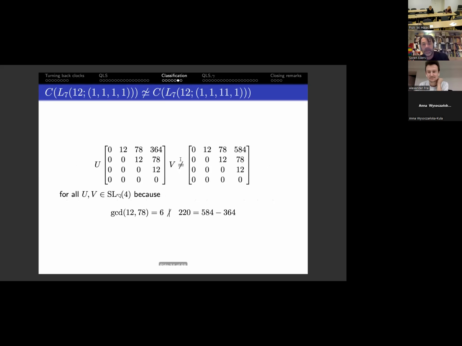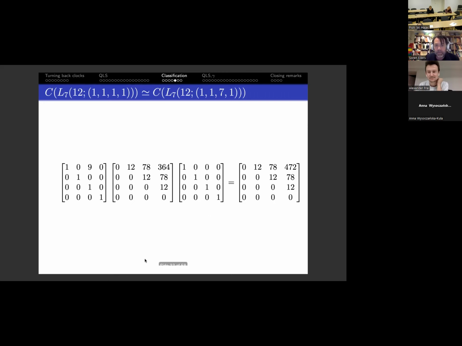But now, sorry, can you go back? Is this really the identity matrix, the third one? To the right, yes. I just pointed in the wrong direction. I understand what you're saying. That's the identity, right? Right.